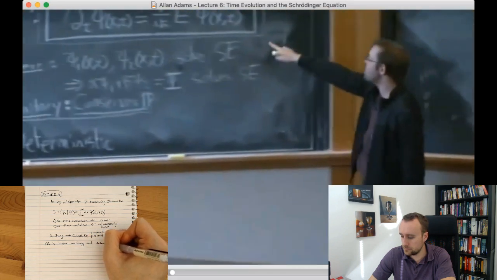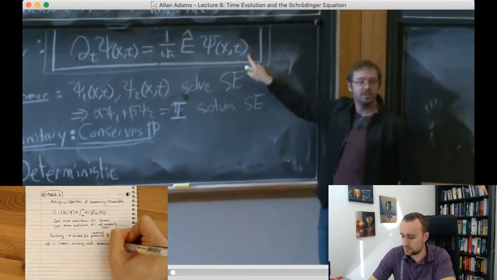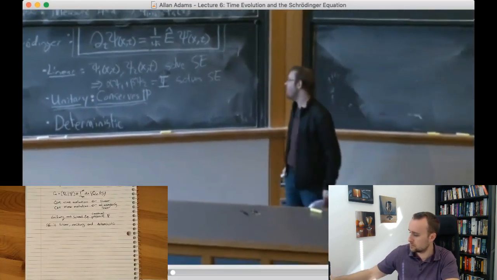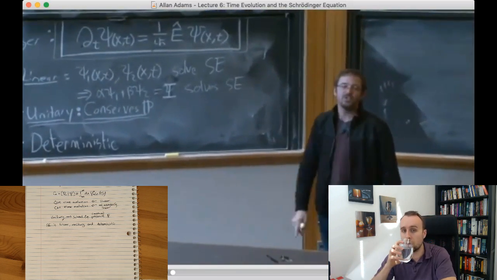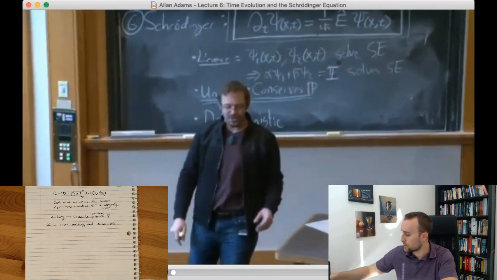Does everyone agree that this equation is a deterministic equation in that sense? Question. Well, okay, this one happens to be, you need to give me a better definition of local. So give me a definition of local that you want.